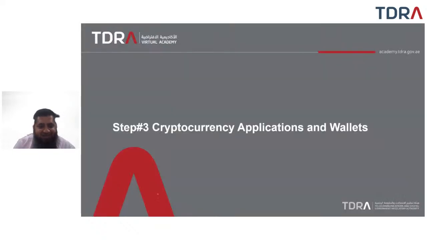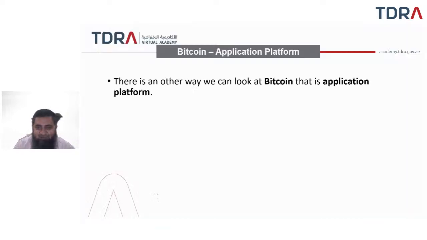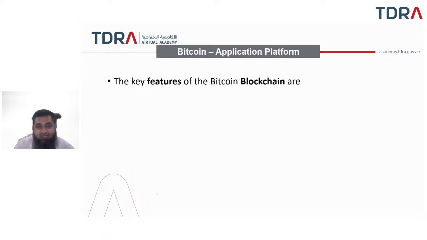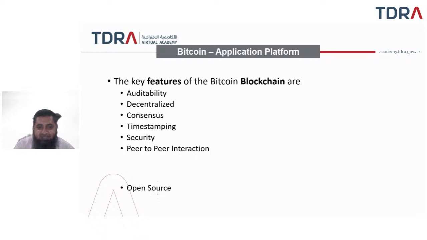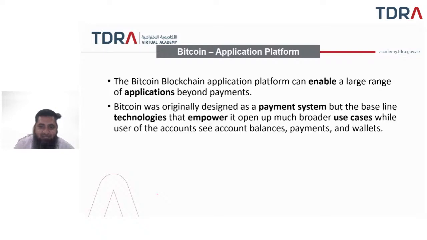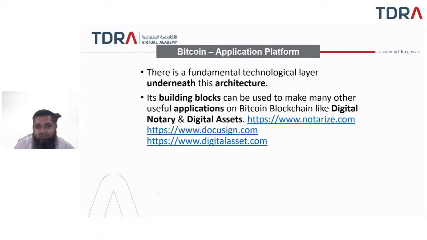Now we are going to the third part, and that is called the cryptocurrency application and wallets. So there is another way we can look at Bitcoin, and that is the application platform. So the features of the blockchain are programmability, transparency, immutability, integrity, accountability. These key features make the auditability, decentralized, consensus, timestamping, security, peer-to-peer, and open source. We already discussed all these five forces in the blockchain application.